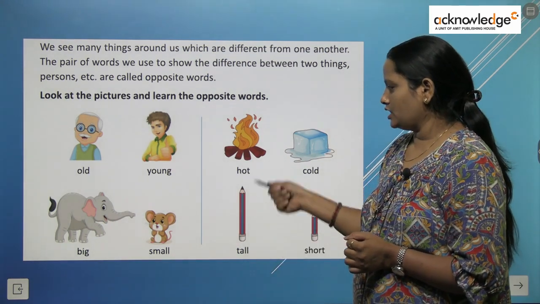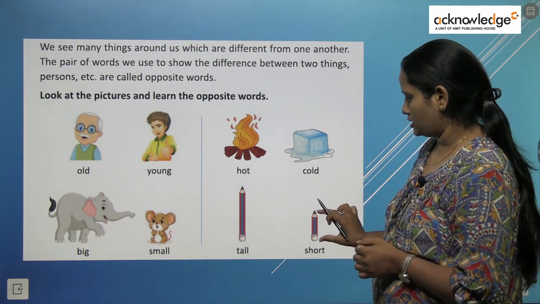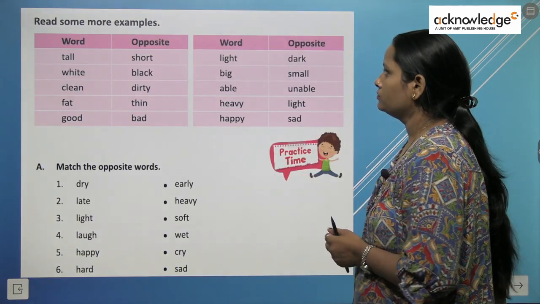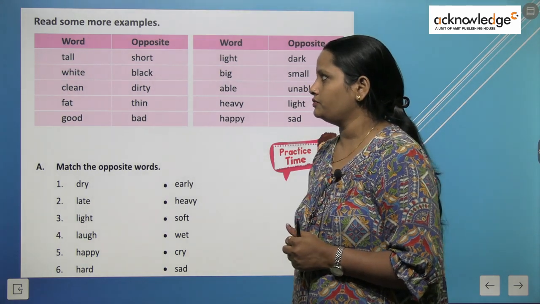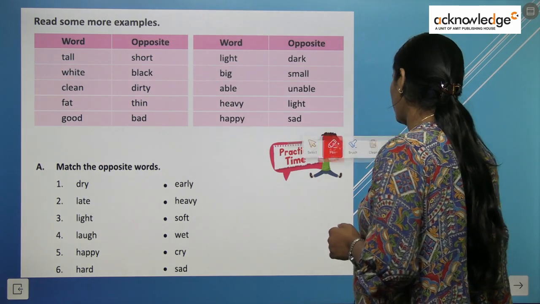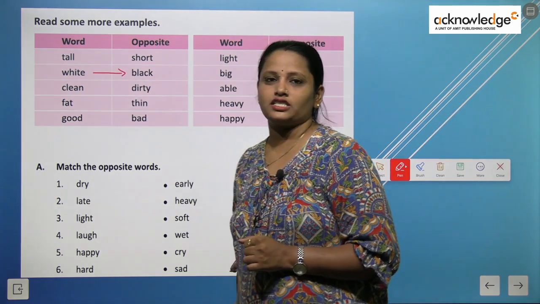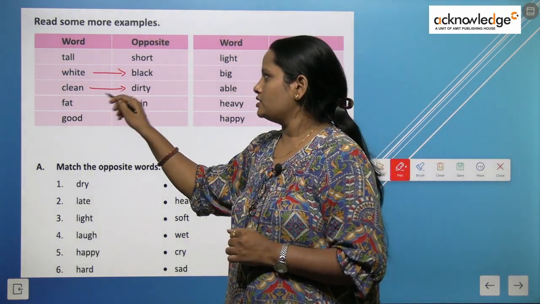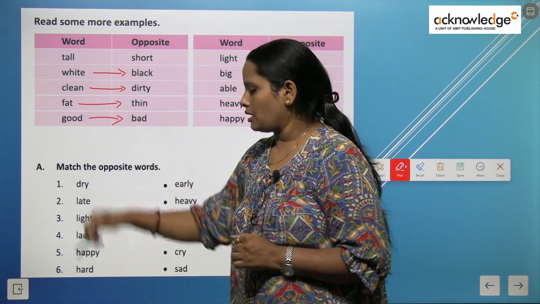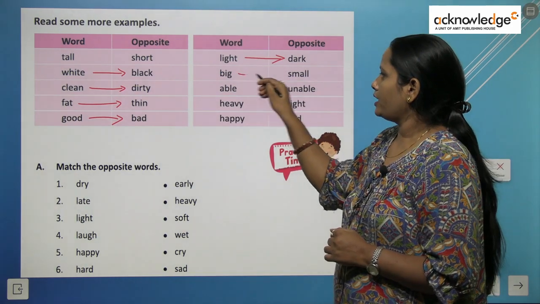Tall. We can see this pencil is so tall, and this one is shorter in size. So, the opposite of tall is short. Some more opposite words are given here. Let's read. The opposite of tall is short. We have already learned. White. The opposite of white is black. Clean, dirty. Fat, thin. Good, bad. Light, dark. Big, small.